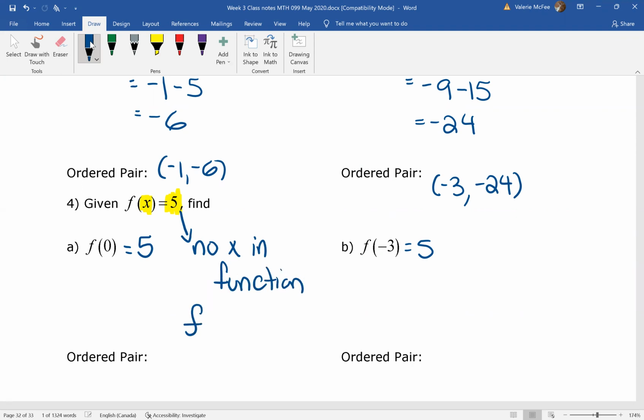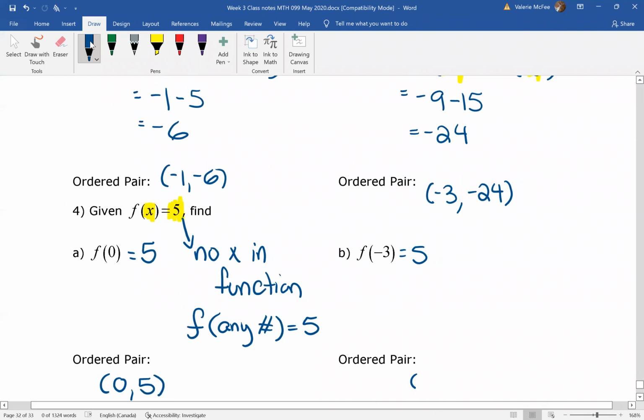So the f of any number will always just equal 5. The ordered pair for A then, x is 0, y, or the f of x is 5. In B, what's your ordered pair there? X is negative 3, y, or f of x is 5.